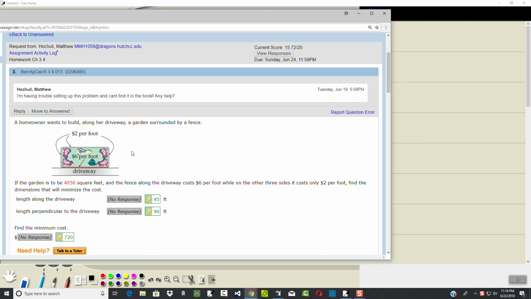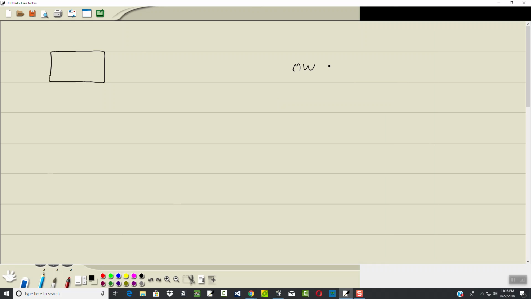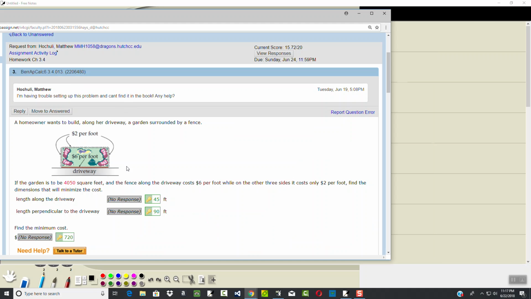Let's see. On her driveway surrounded by a fence. If the garden is to cost this, we want to minimize the cost. So eventually, we want to get to the point where we're minimizing a cost function. So cost is going to equal something. Square feet. Okay, it's starting to come together now.